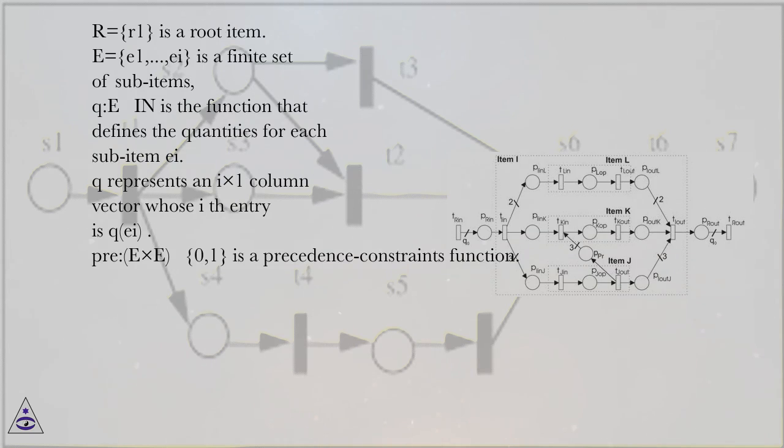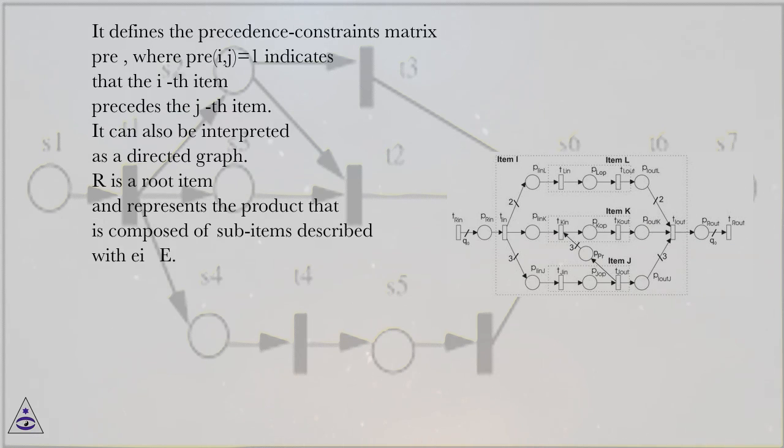R equals R1, is a root item. E equals E1, A, is a finite set of subitems. Q(E) is the function that defines the quantities for each subitem A. Q represents an I times 1 column vector whose ith entry is Q(A). Pre, E times E to {0, 1}, is a precedence constraints function. It defines the precedence constraints matrix pre, where pre(i, j) equals 1 indicates that the ith item precedes the jth item. It can also be interpreted as a directed graph.